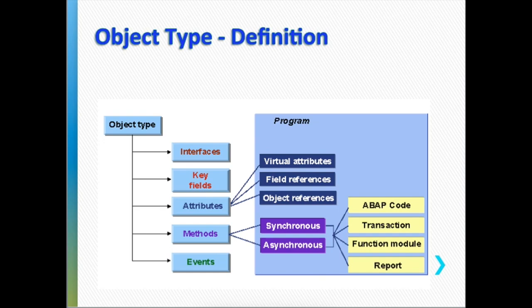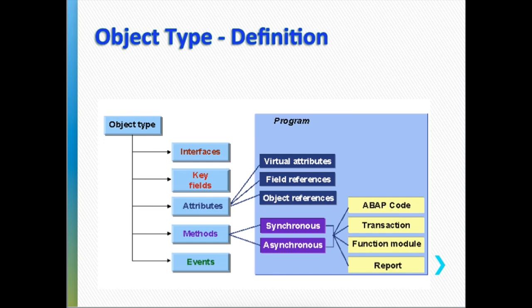When you look at the definition in the diagram, an object type has interfaces, key fields, attributes, methods, and events. In the attributes, there are three types of attributes: virtual attributes, field references, and object references. In methods, you have synchronous methods and asynchronous methods, and these methods can use an ABAP code, a transaction, a function module, or a report.